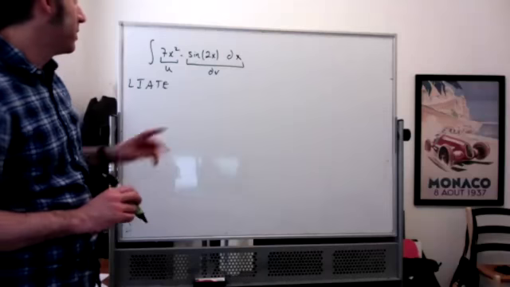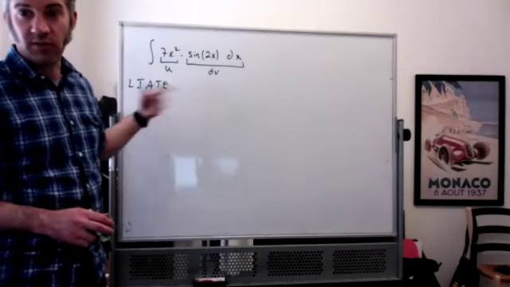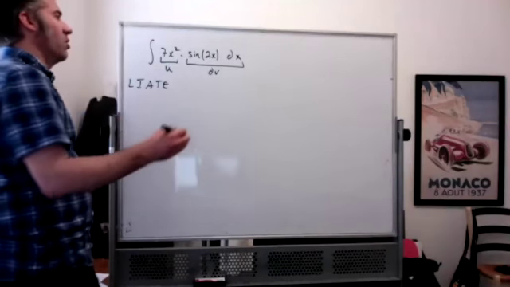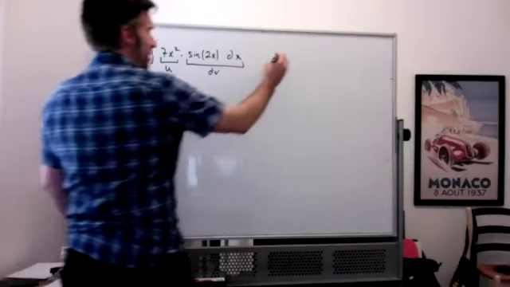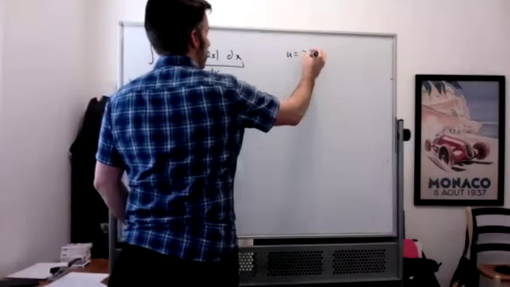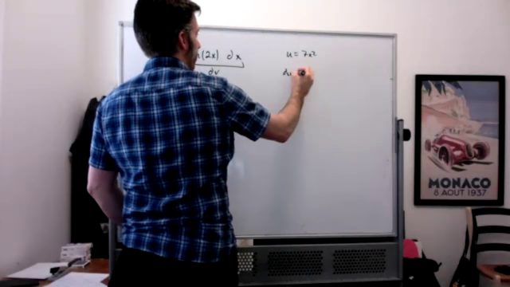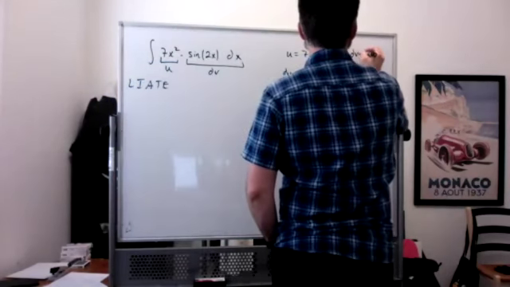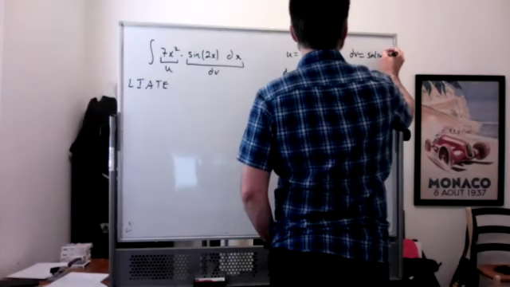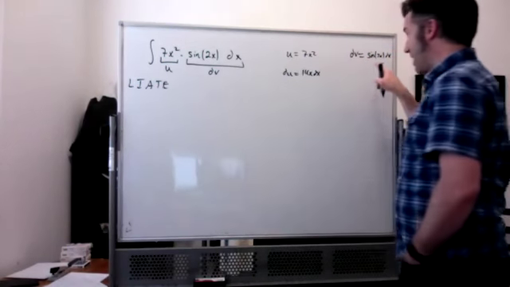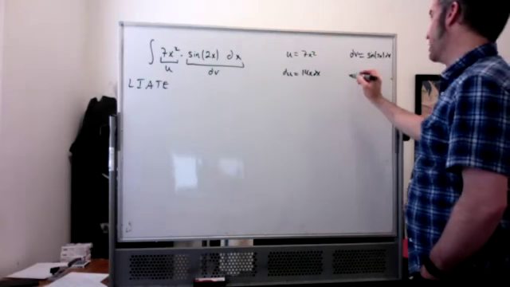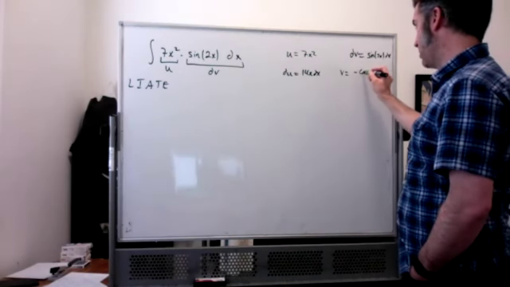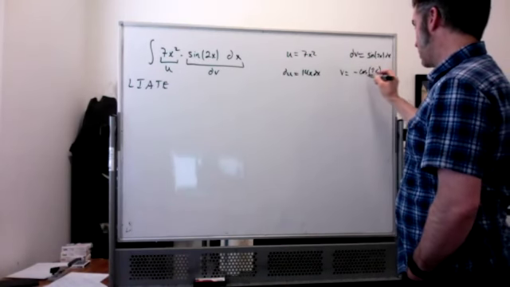I'm currently working on this problem from homework number 4. It's problem 6. So let's see. We're letting u equal 7x squared. Our du is 14x dx. Our dv is sine of 2x dx. And the antiderivative of sine of 2x dx is negative cosine of 2x divided by 2.